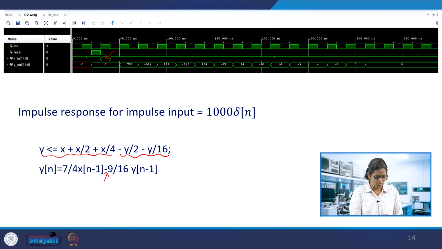So in the same code we have just modified this coefficient to 9 by 16, so it's possible to have this in the IIR filters. So we get the response as 1750. You can see the signed magnitudes can be handled here, minus 984, 553. Alternate signs are negative. Here negative, negative, the response can be seen also. Okay, so this is the impulse response of this particular equation.